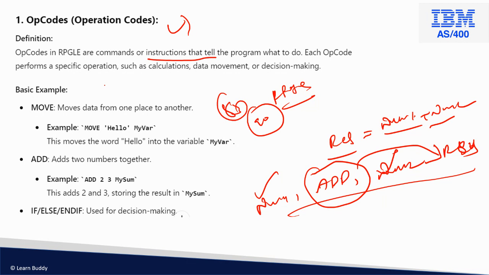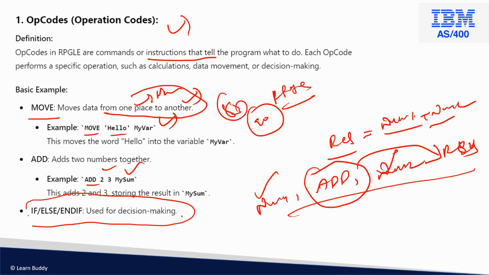Some of the operation codes: MOVE moves data from one place to another, meaning from one variable to another. Here we are moving hello to my variable. Here we add 2 and 3, storing into my sum. And IF and ELSE are decision making conditions. So these are the operation codes.